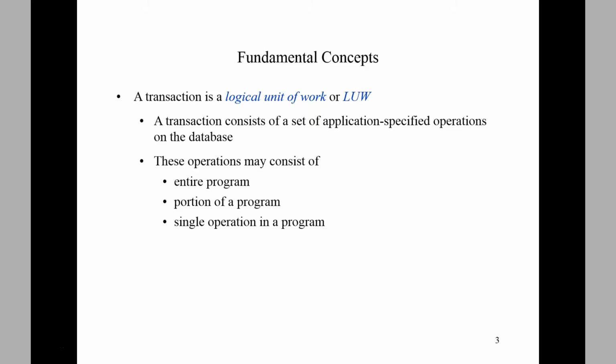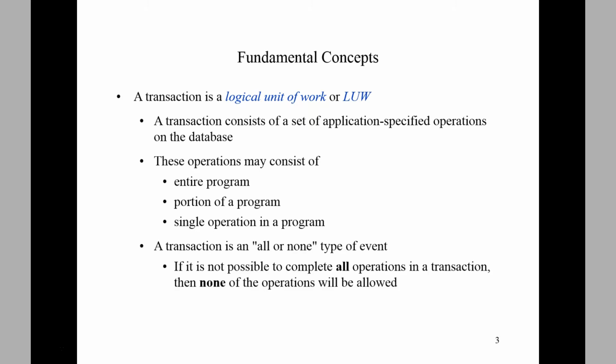A transaction has a property of being all or nothing. If it is not possible to complete all operations in a transaction, then we don't want to complete any of them. None of them will be allowed. Consider the banking transaction previously mentioned. If it was possible only to decrease the balance of your savings account, but we could not increase the balance of your checking account to complete the transfer, it's unlikely that you would want to do just that single operation.